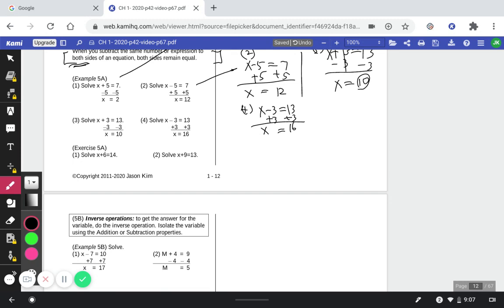So now can you solve exercise 5a, 1 and 2? Pause the video, solve this, and check your answer with the solution at the bottom of this section. Pause the video, please.